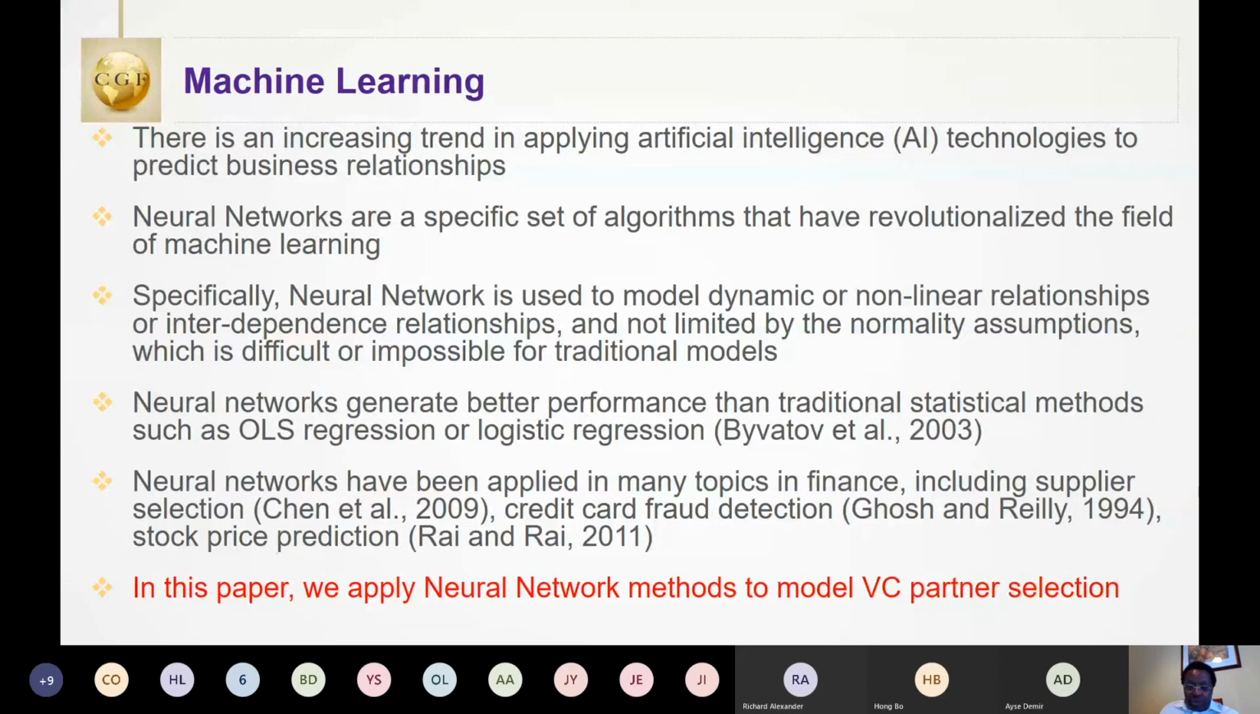The important point we make here is that in our paper, we apply machine learning, we apply neural network methods, to model venture capital partners, based on this literature that shows how this approach is particularly helpful in modeling in other applications, and will give us a clear advantage in modeling VC partner selection.